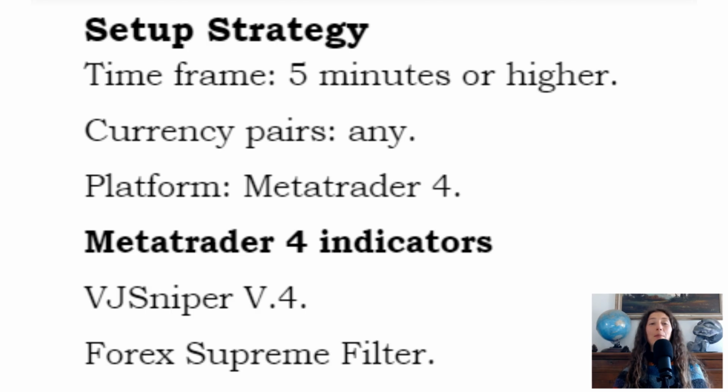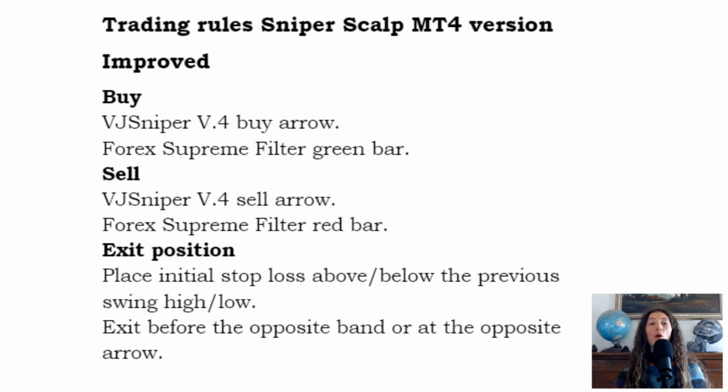Time frame 5 minutes or higher, currency pairs any, platform MetaTrader 4. MetaTrader 4 indicators: VJ Sniper version 4, Forex Supreme filter. Trading rules, Sniper Scalp MT4 version improved. Buy: VJ Sniper version 4 buy arrow, Forex Supreme filter green bar. Sell: VJ Sniper version 4 sell arrow, Forex Supreme filter red bar.